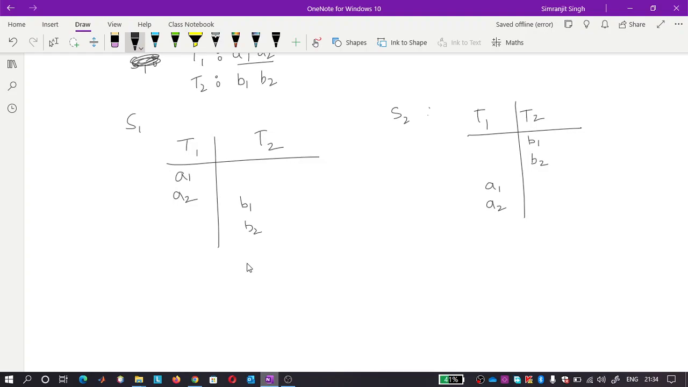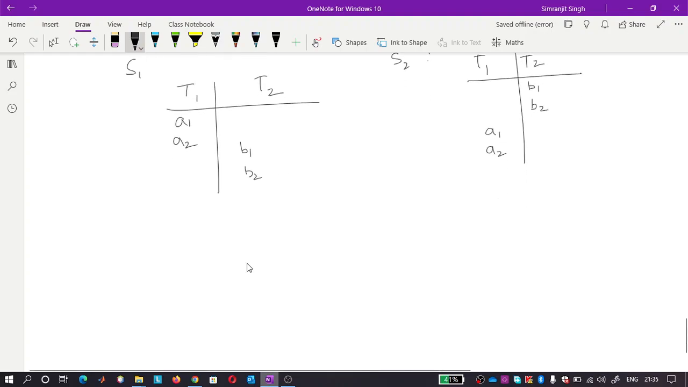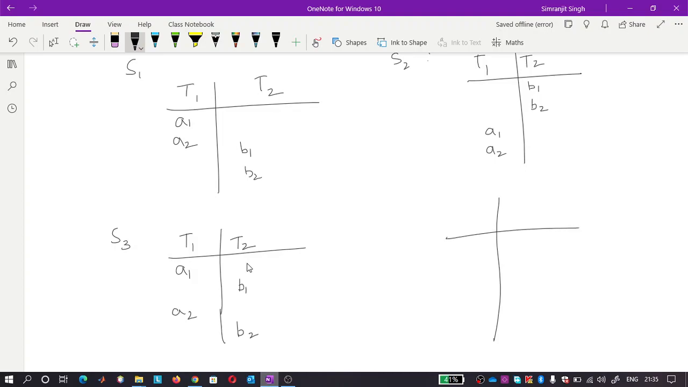Now similarly there may be other ways to arrange the transactions. Suppose there is another way, S3, with T1 and then T2: execute one operation of T1, then one operation of T2, then another operation of T1, and another operation of T2. Similarly you can change the order here also. First execute this one, then this one, then this one, then this one. So this can be referred to as schedule 4.